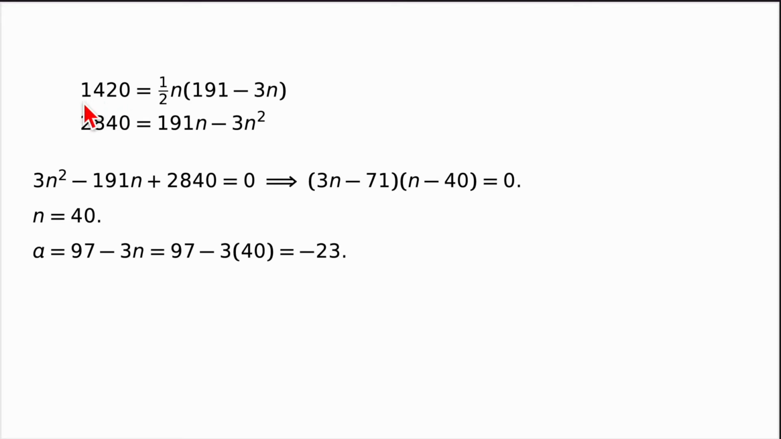So this was where we're up to. 1420 was equal to a half n brackets 191 minus 3n. And then what I've done is I've multiplied both sides by 2 to get rid of the fraction, and I've also expanded out. So n times 191 gives you 191n, and n times minus 3n gives you minus 3n squared. And rearranging this into the standard form, we get a quadratic equation, which can be solved using the quadratic formula, or in this case actually it can be factorized to give you this, 3n minus 71 and n minus 40 equals 0.